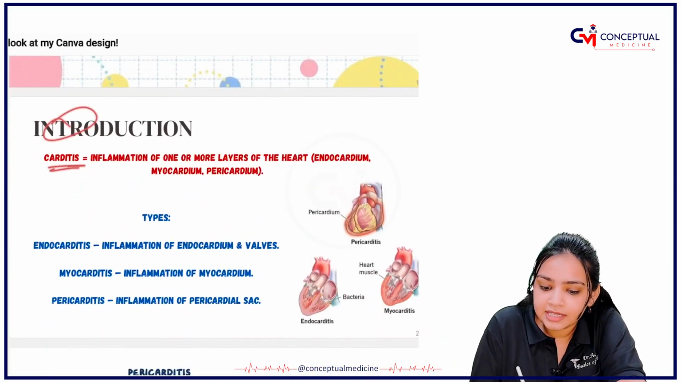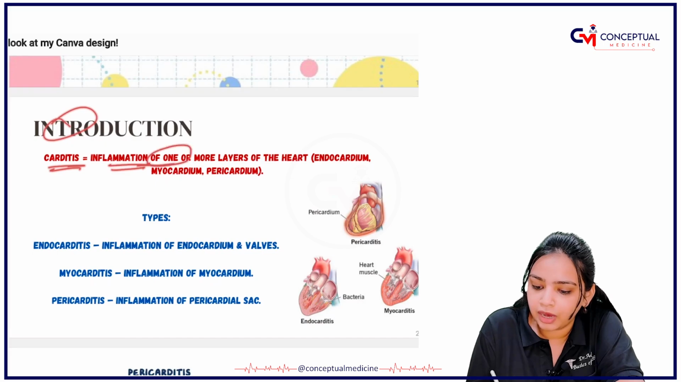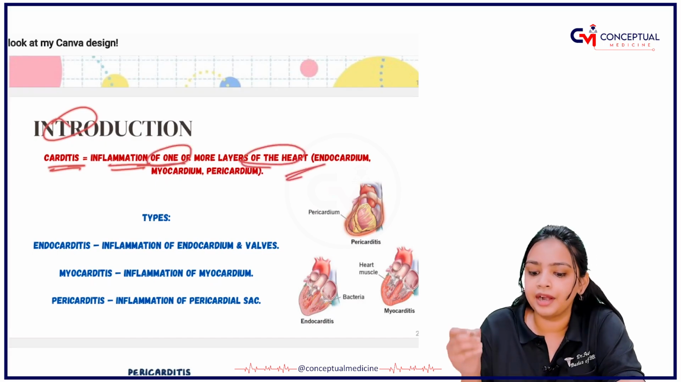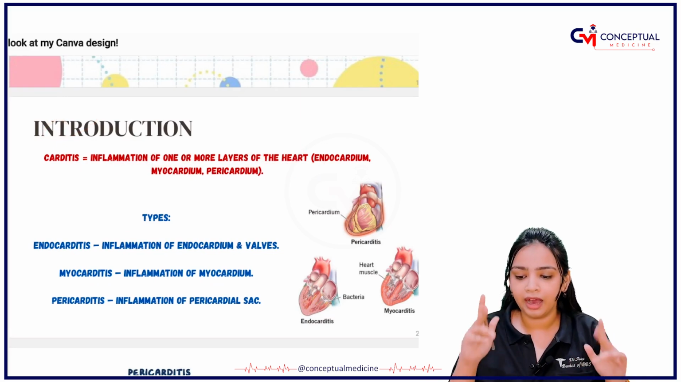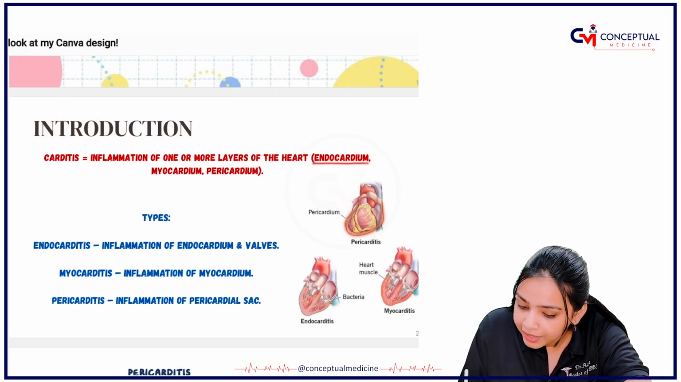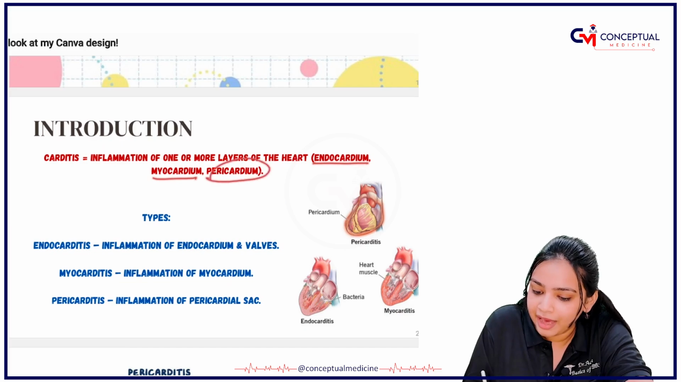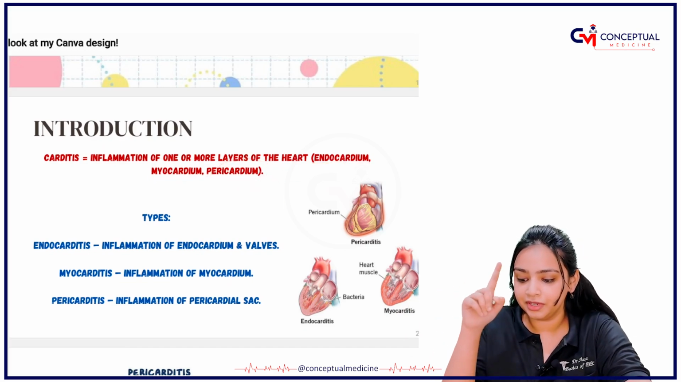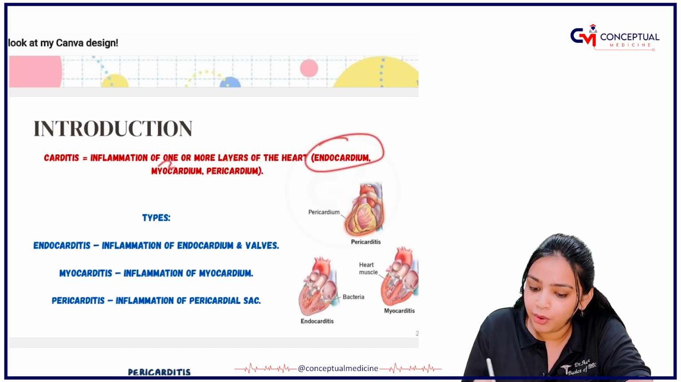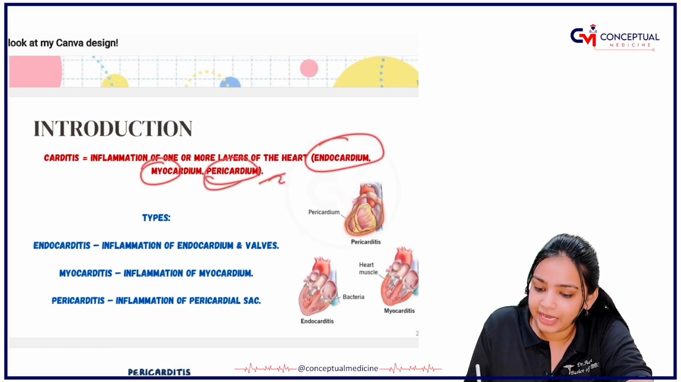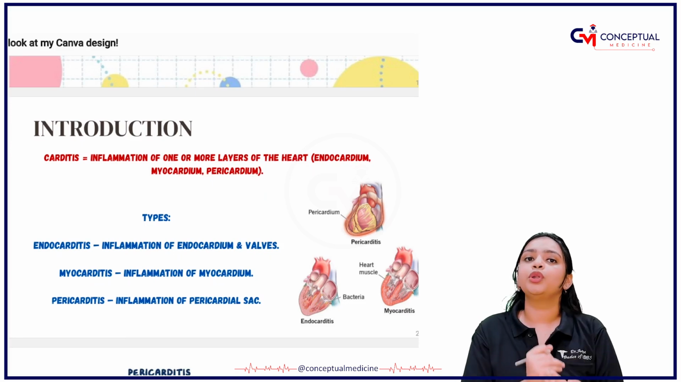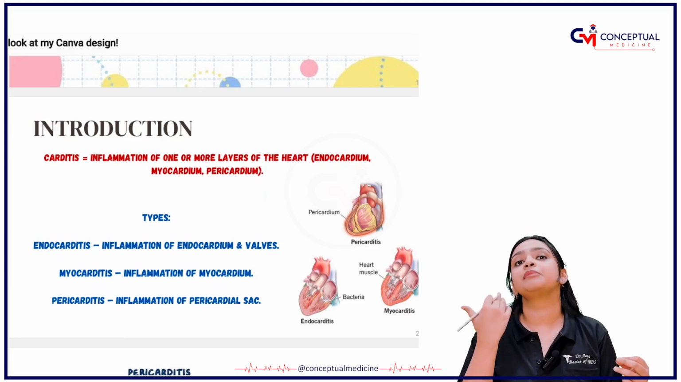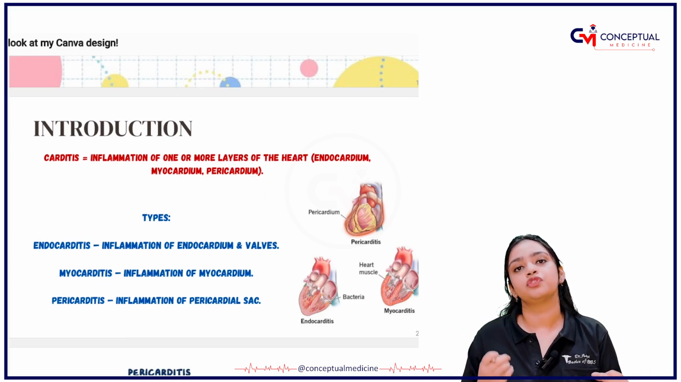So carditis is nothing but the inflammation of one or more layers of the heart. First tell me, what are the layers of the heart you have? You have three layers: endocardium, myocardium and pericardium. So in carditis, obviously I have told you, if there is the word itis, this means there is certain inflammation which is occurring.